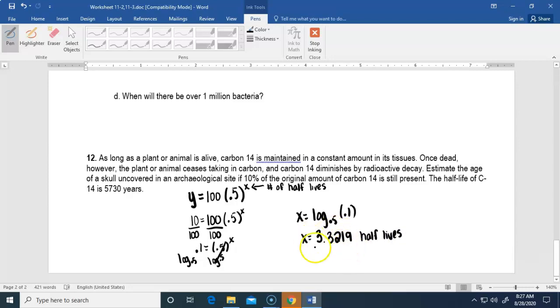So what you've got to do to find the age is you need to multiply this by the length of the half-life, which is 5,730. So if we multiply that number by 5,730, then we're going to get 19,034.648 years. So about 19,000 years old. So I hope this helps with that one.